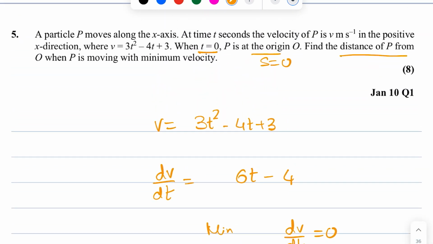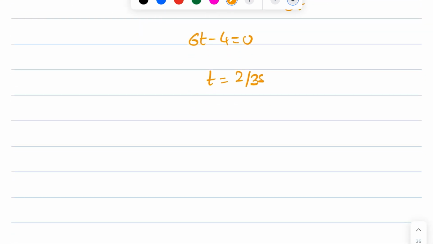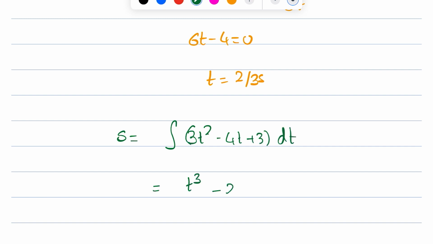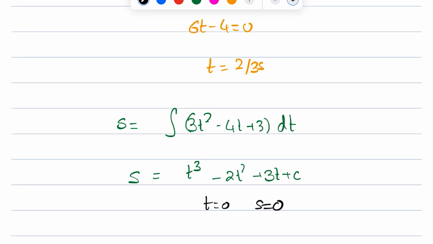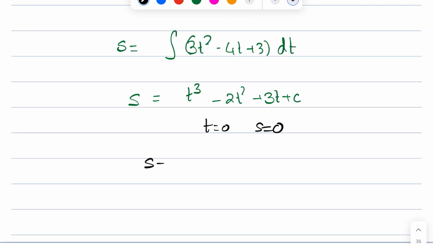Now, what is he asking? Find the distance. So we have to find it out. The equation for the distance is the integral of 3t square minus 4t plus 3 dt, which is t cube minus 2t square plus 3t plus c. But we know that at t equals 0, s equals 0. So 0 equals 0 minus 0 plus 0 plus c, so c equals 0.